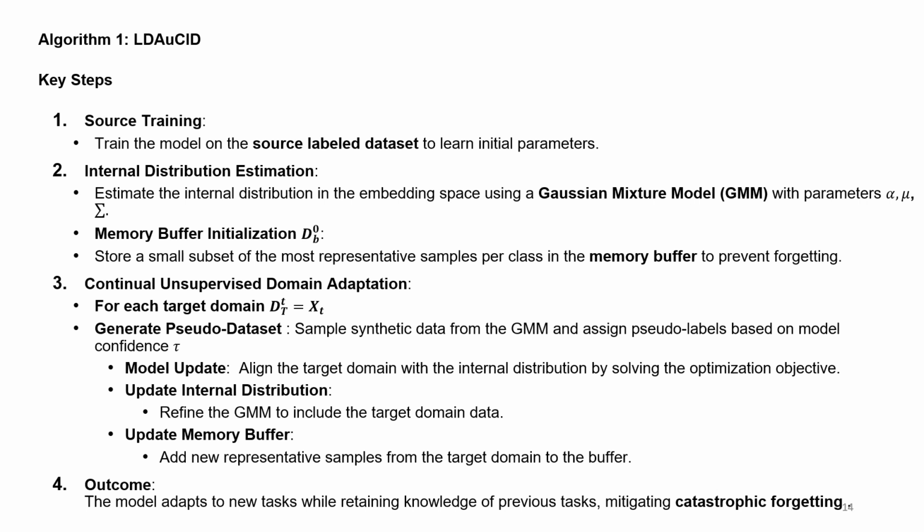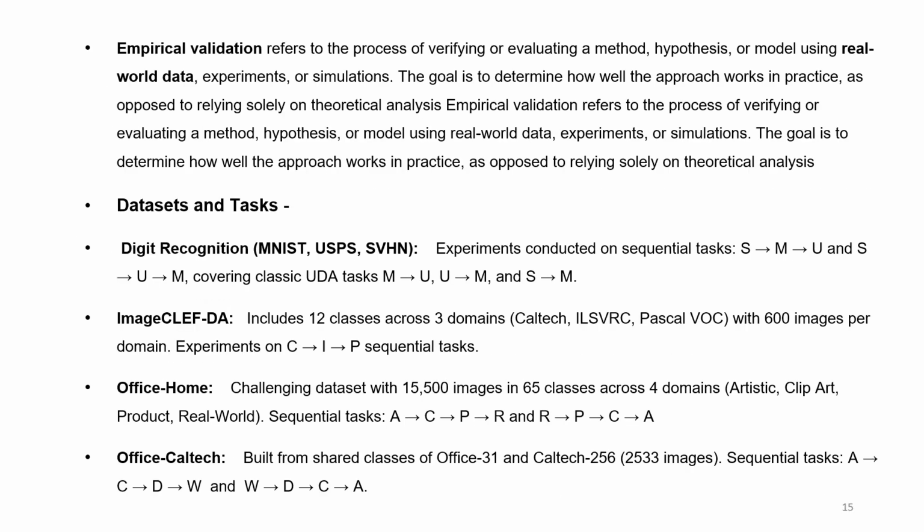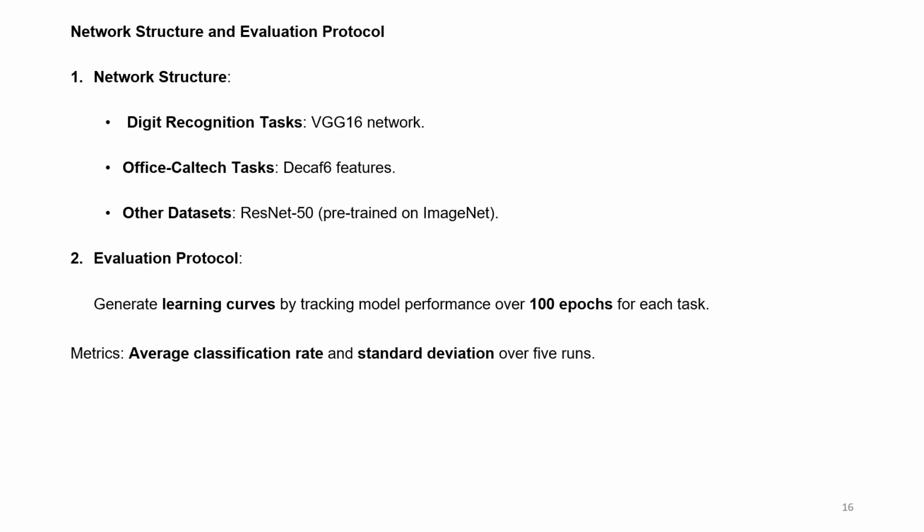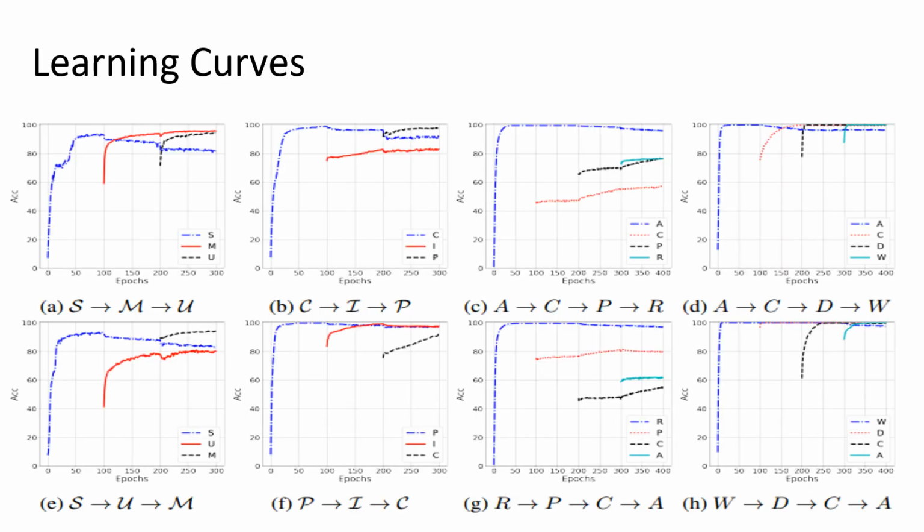They are proposing an algorithm in which, as I mentioned earlier, first is source training, then internal distribution estimation, then continual unsupervised domain adaptation, and then they get the outcome. They validate this algorithm by empirical validation on four types of tasks, starting with digit recognition. Their source domain is SVHN and target domain is USPS, followed by ImageCLEF-DA and Office-Caltech tasks. As a network structure, they use VGG16 for digit recognition tasks, and for the other datasets they use ResNet-50. For the evaluation protocol, they plot learning curves for 100 epochs.